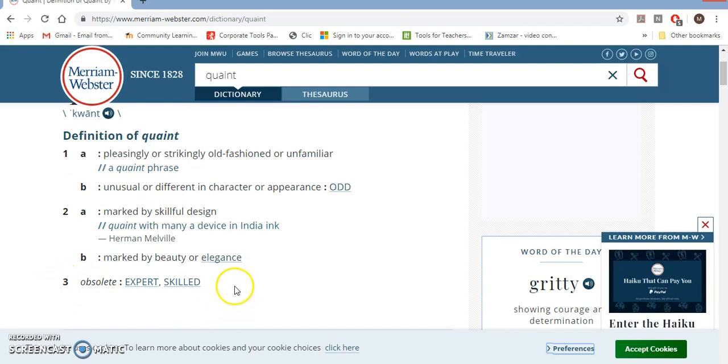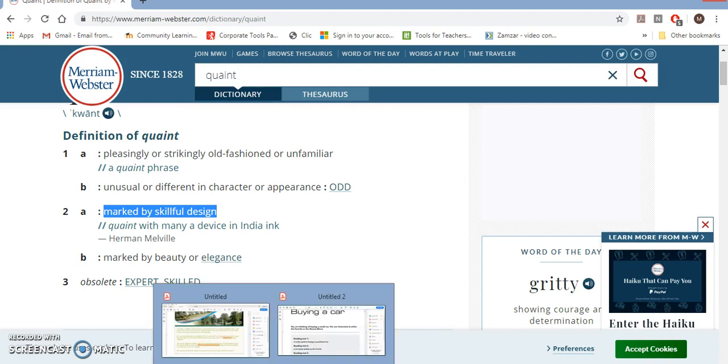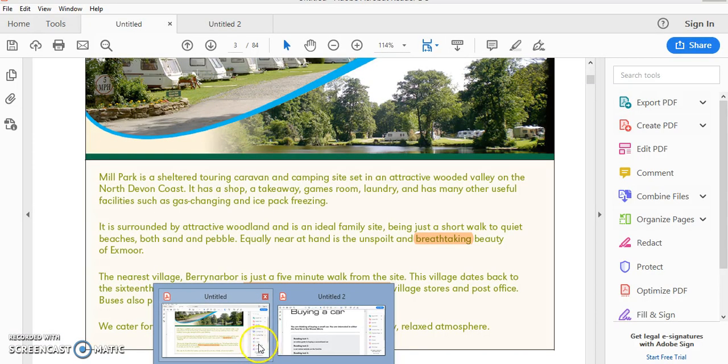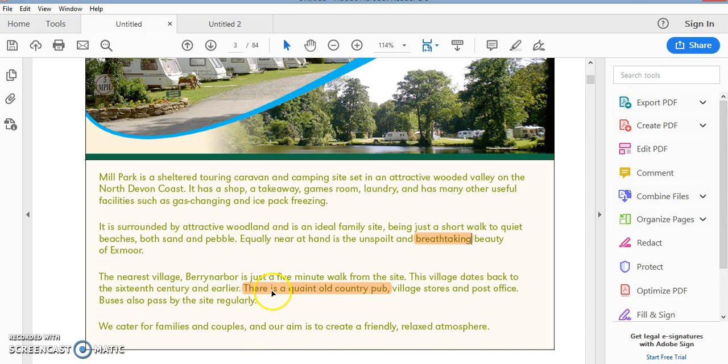We can rule out the obsolete one, but we could have pleasingly or strikingly old-fashioned or unfamiliar, unusual or different in character or appearance, marked by skillful design, and marked by beauty or elegance. Well, it's probably not going to be this one here, where it's talking about marked by skillful design, because what we're going to do is read round, and look at the sentence that the word's in, and also the sentences around that.